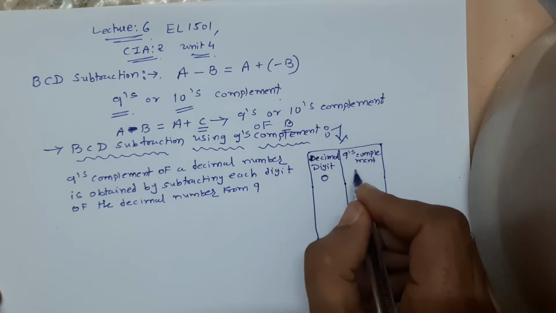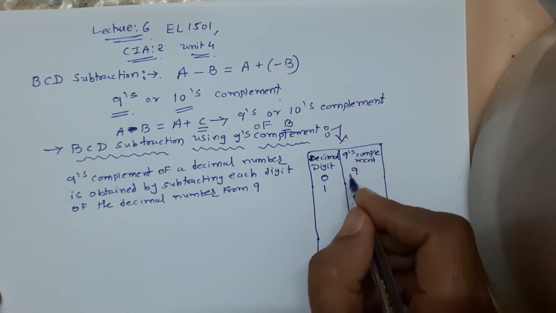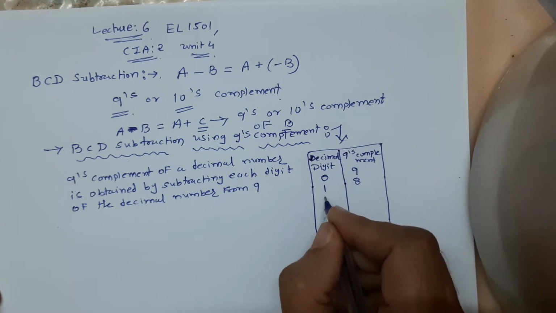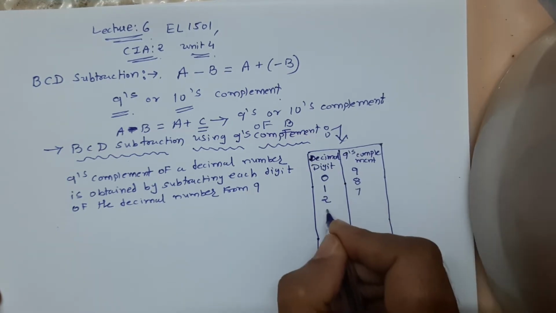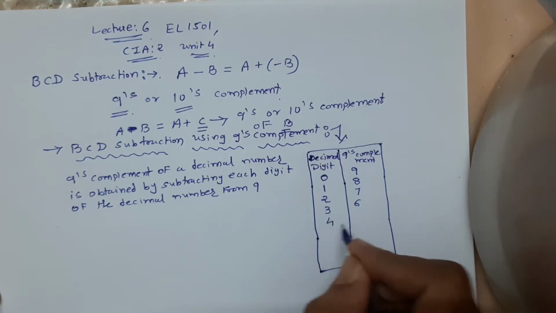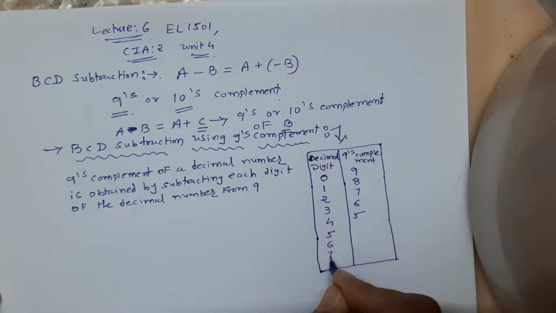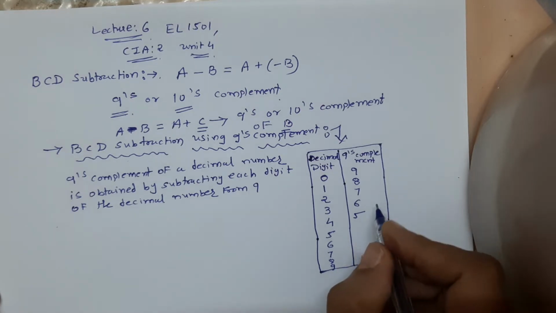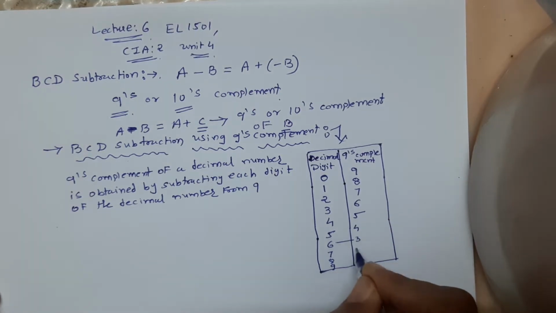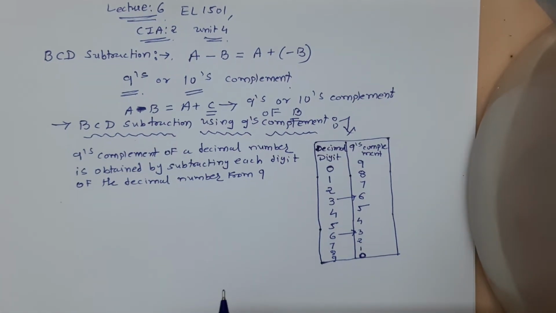So, we can see from this decimal digit 0, 9 minus 0 is equal to 9. Decimal digit 1, 9 minus 1, 8. 2, 9 minus 2, 7. 3, 9 minus 3, 6. 4, 9 minus 4, 5. Same way, 5, 6, 7, 8, 9 give 4, 3, 2, 1, and 9 minus 9 is 0. Like this. Okay? So, it is very simple, and with the help of an example we will be very clear.